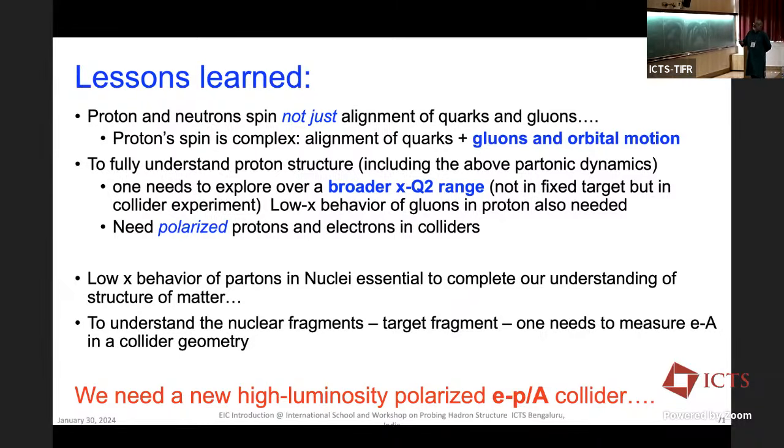This is all, I will not say that again, we have gone some over the time. There is measurement of the glue, measurement of the orbital motion, transverse motion. We want to make measurements over broad X and Q² range. We want polarized protons and electrons in the collision, and then also look at low X behavior in nuclei. And all of that points to the fact that you need high energy, you need high intensity of the beams because you want to make precise measurements, and you need different types of nuclei, and better the beams be polarized. Yeah, that became the case.